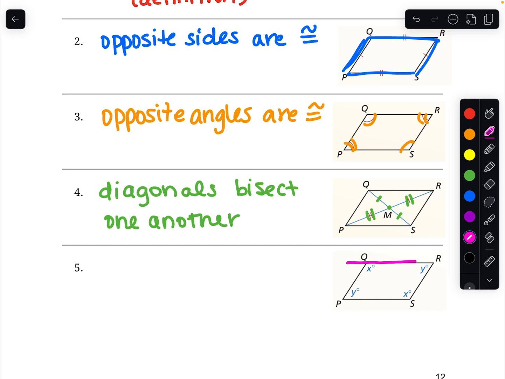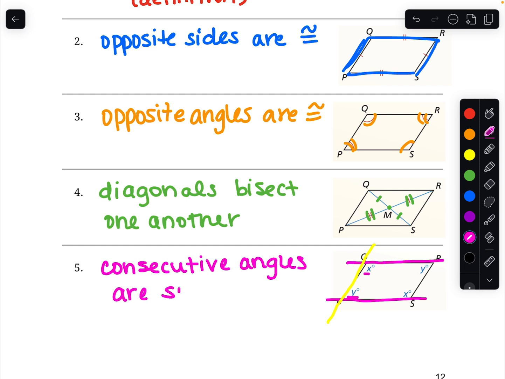because we have parallel lines in our definition of a parallelogram, and they are being cut by a transversal, we know that our same side interior angles are going to be supplementary. So consecutive angles, the ones right next to each other, are going to be supplementary, which means that x plus y equals 180.